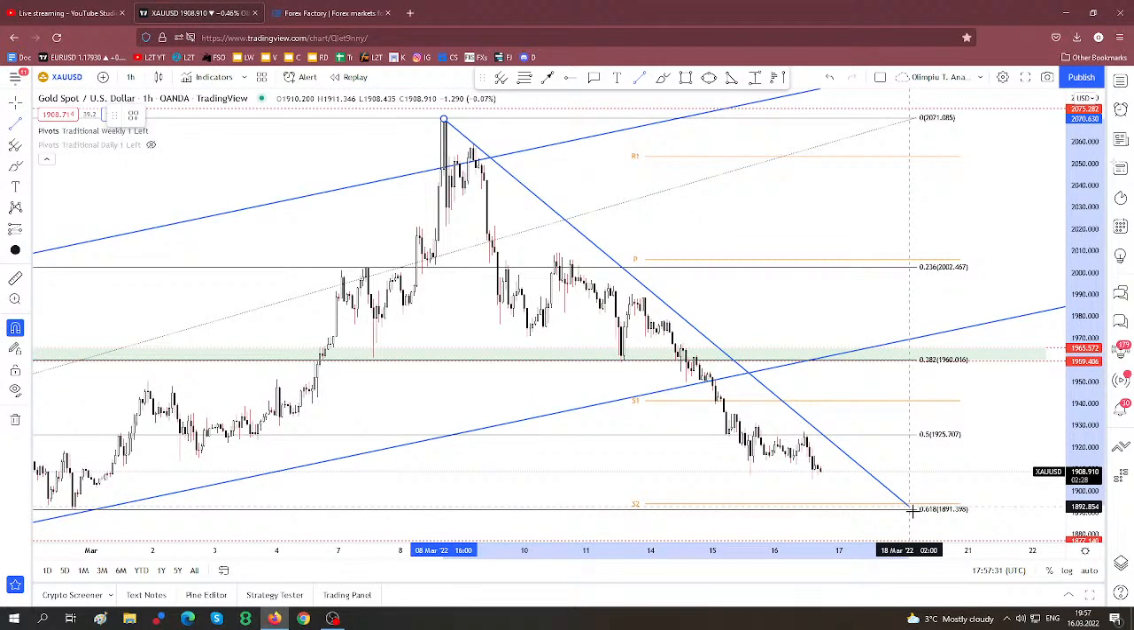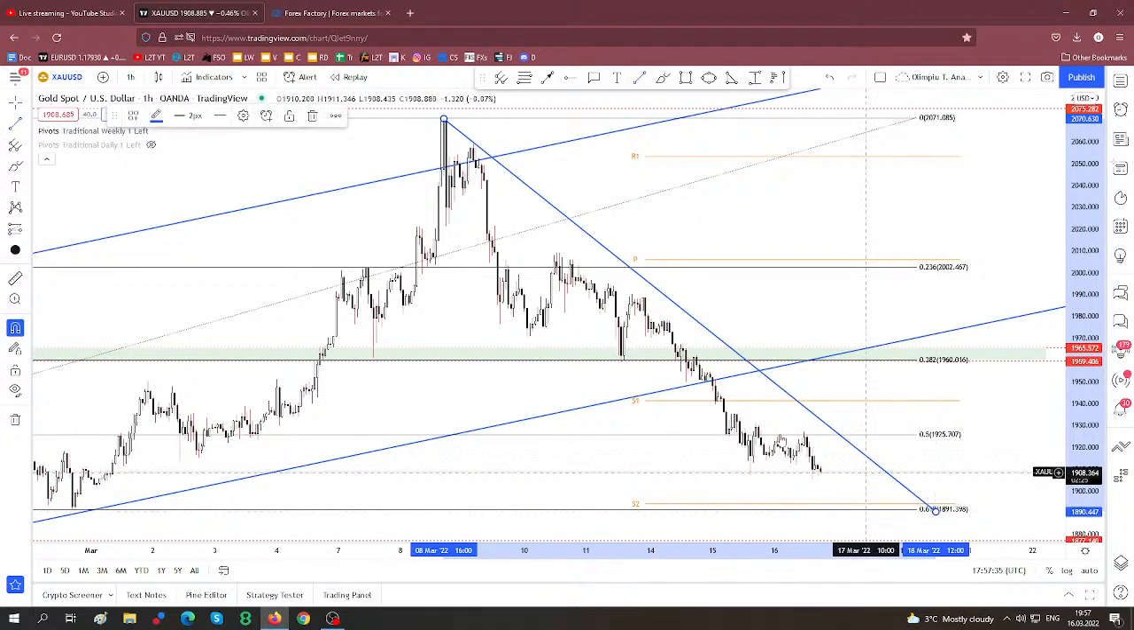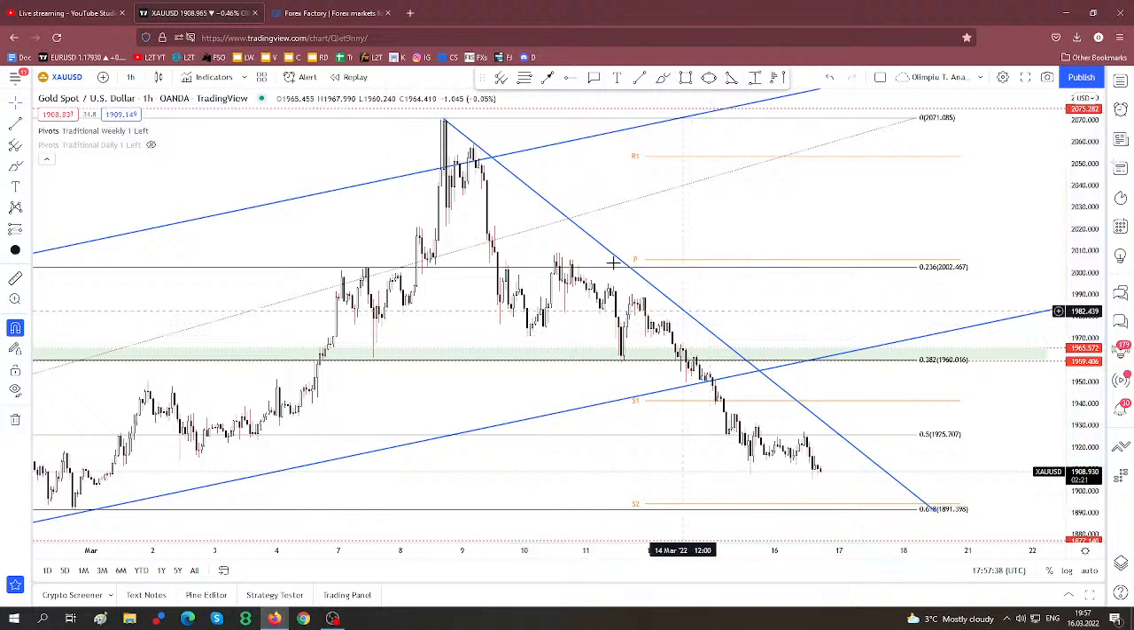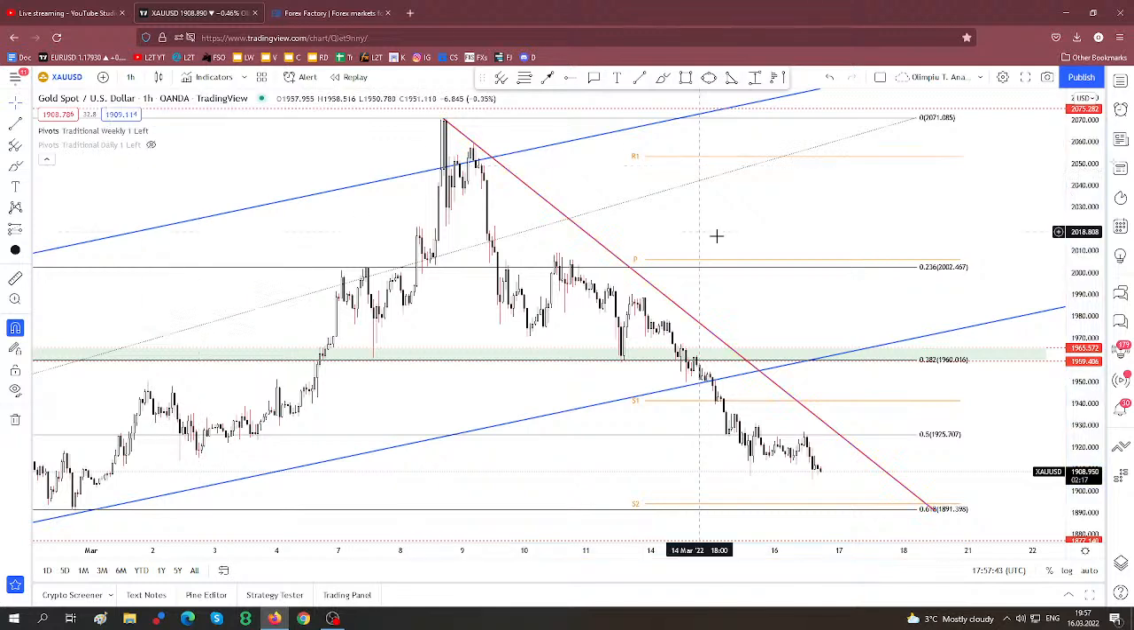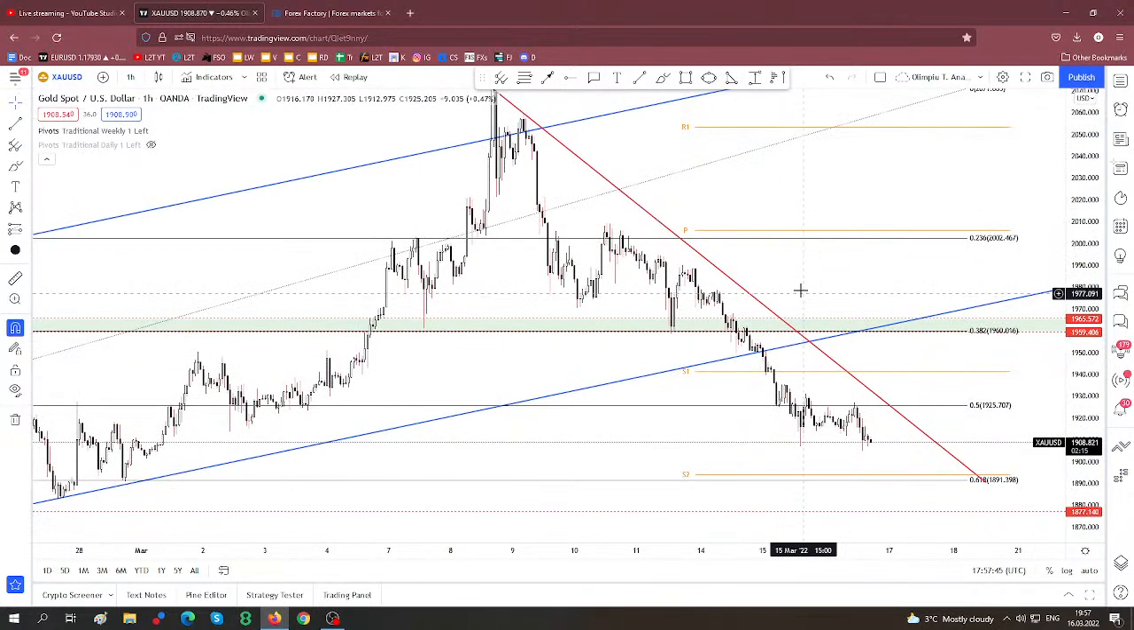And maybe, as long as it stays right below this downtrend line, I don't want to be a buyer here. But I don't know if the Federal Reserve will be dovish. If it has a dovish speech or something, then maybe the price of gold could rally, could develop a new leg higher, in the short term.